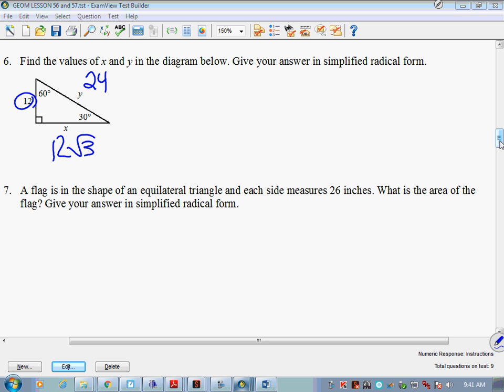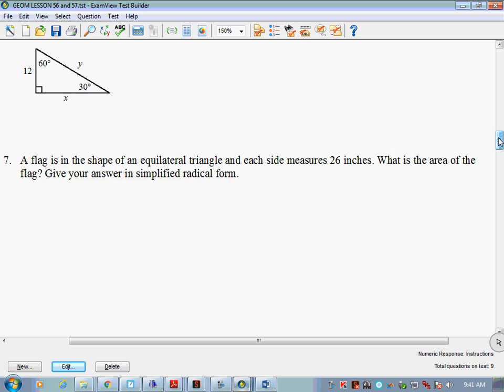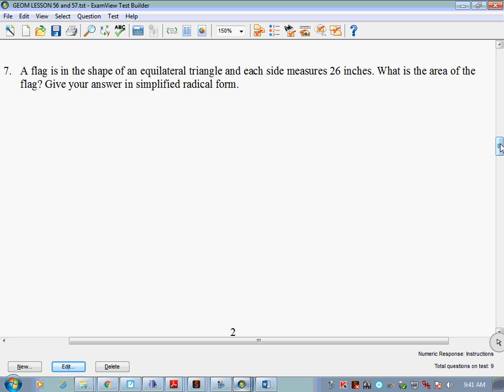Let's look at question number 7. A flag is in the shape of an equilateral triangle. Each side measures 26 inches. What is the area of the flag? Give your answer in simplified radical form. This is much like question number 1. So please draw this upright.